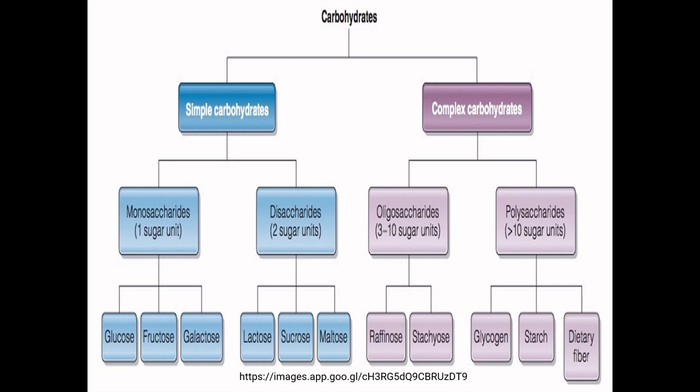For monosaccharides, we have glucose, fructose, and galactose. Under disaccharides, we have lactose, sucrose, and maltose. Under oligosaccharides, we have examples of raffinose and stachyose. Under polysaccharides, we have glycogen, starch, and dietary fiber.